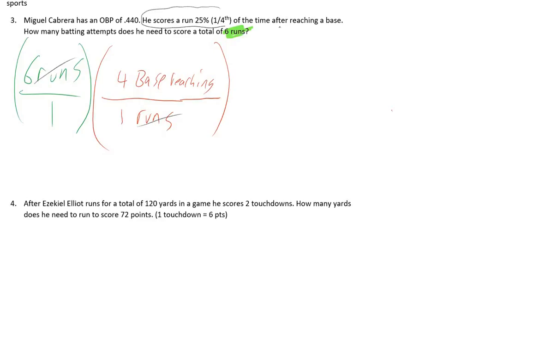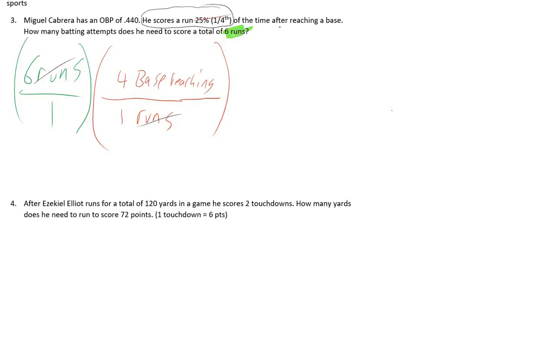The fact that he scores a run 25% of the time. He gets 1 run for every 4 times he reached base, or 1/4. Notice here it's 1/4. In dimensional analysis, when it comes to rates, it's okay to flip them because what you're trying to do is make sure that your units are properly canceling out. So that takes care of this one here.